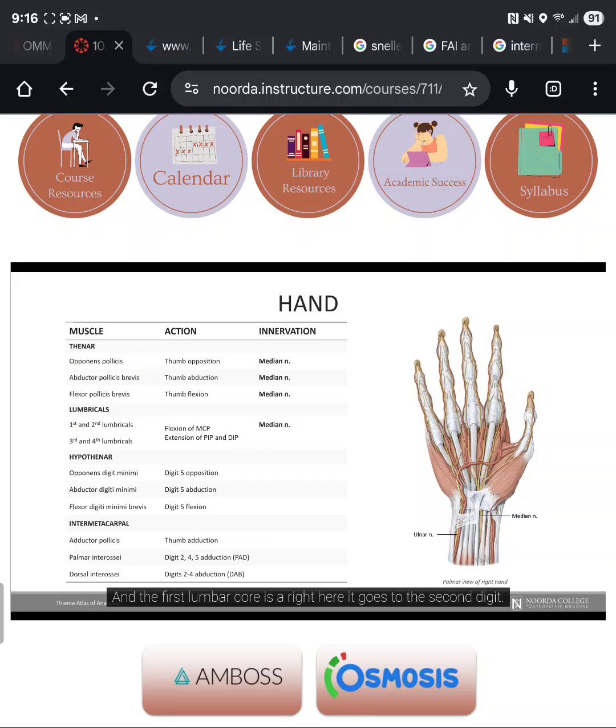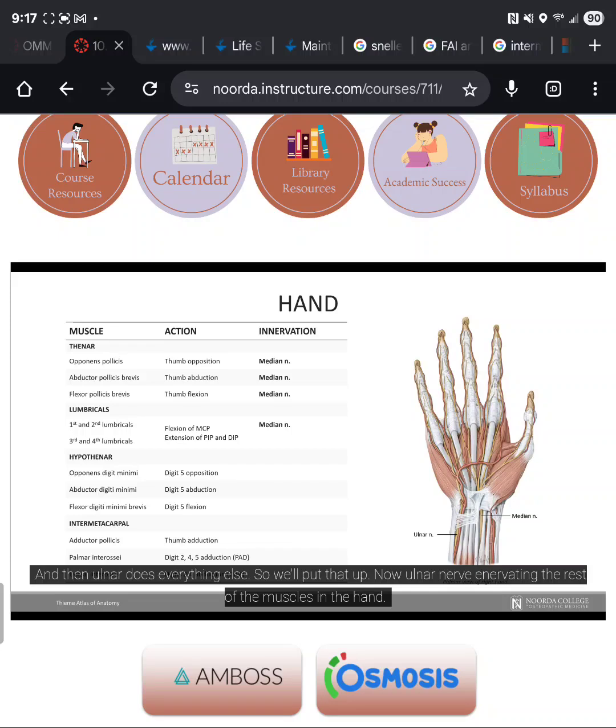And the first lumbrical is right here, goes to the second digit, and then the second lumbrical right here goes to the third digit. And then in the hand, I just reverse it, so I remember what median does, and then ulnar does everything else. So we'll put that up now. Ulnar nerve innervating the rest of the muscles in the hand.